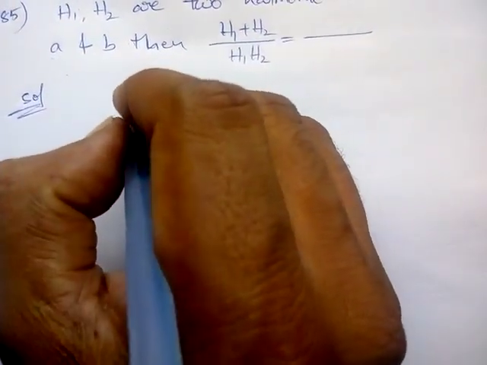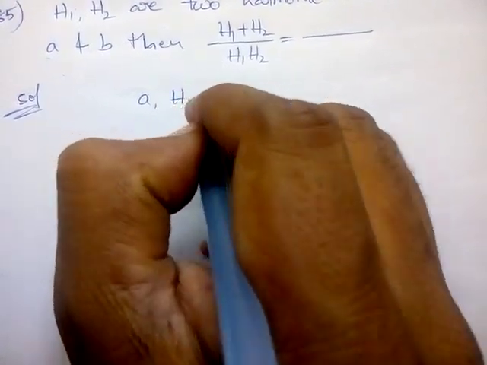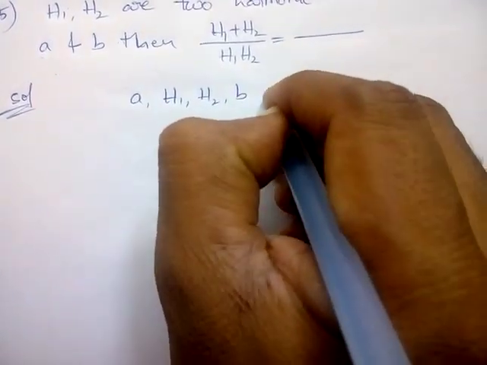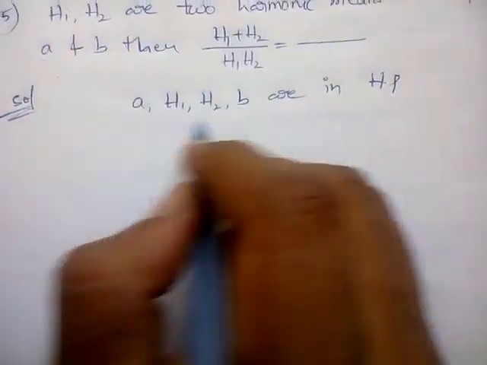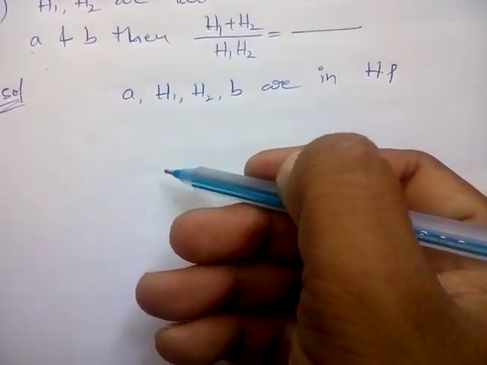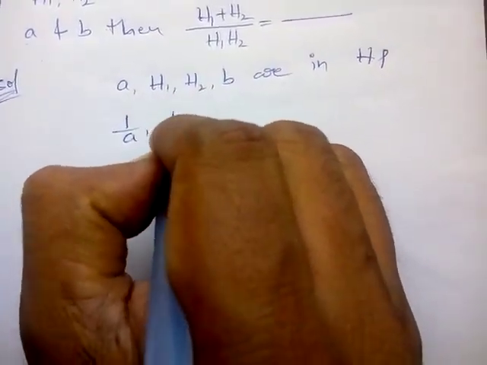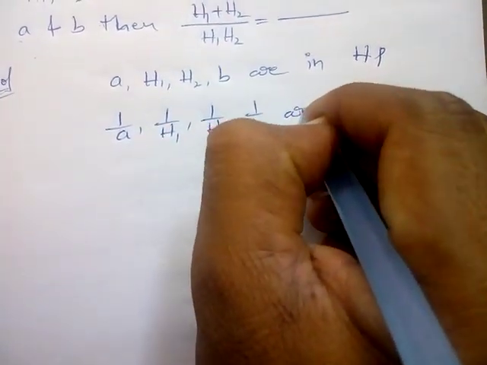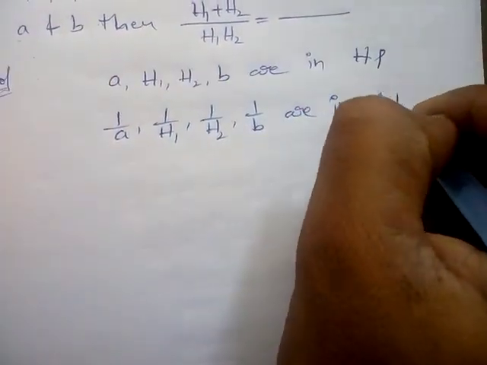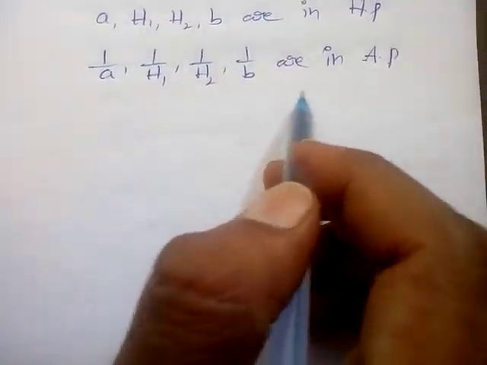Then it becomes a harmonic progression. A, H1, H2, B are in HP. So this is an HP series, which means if you take the reciprocal it becomes an AP series. 1 by A, 1 by H1, 1 by H2, 1 by B are in AP. So these four terms are in AP.